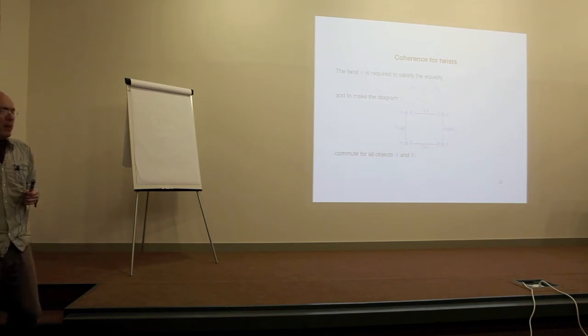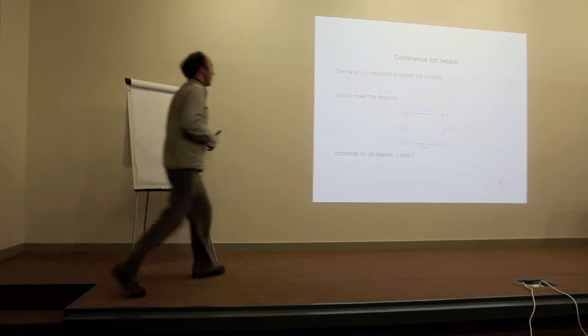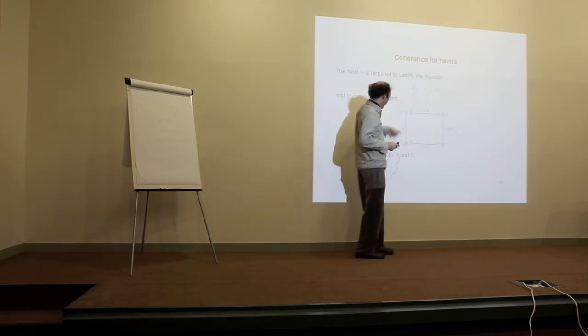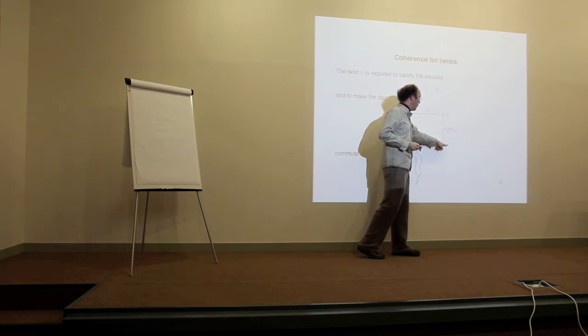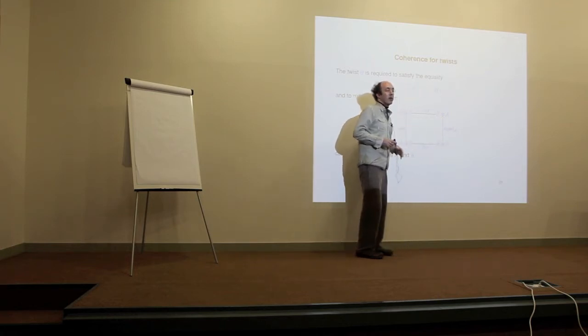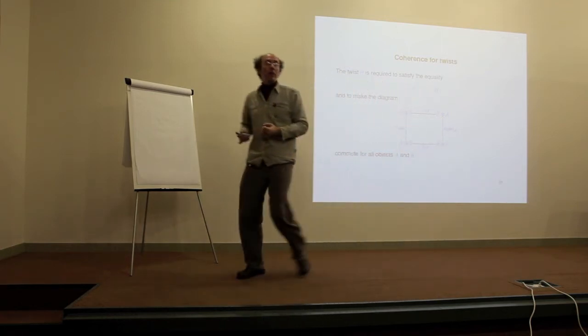And this natural transformation should satisfy these equations: if you apply the twist to the unit, it is the identity. And if you apply the twist to a tensor, it should be the same as applying the braiding, then the twist on each link, and then the braiding again. Okay? So these are the basic principles.